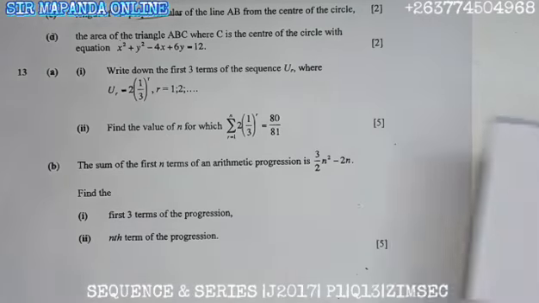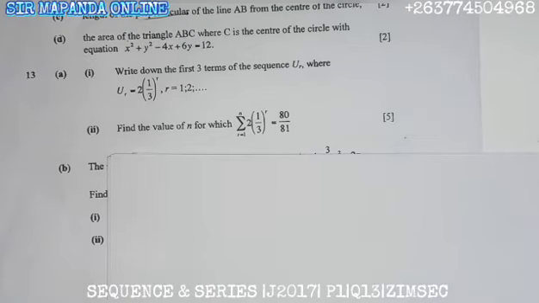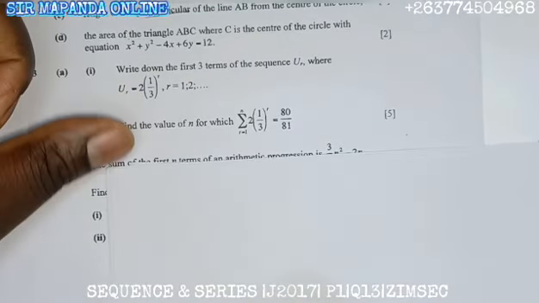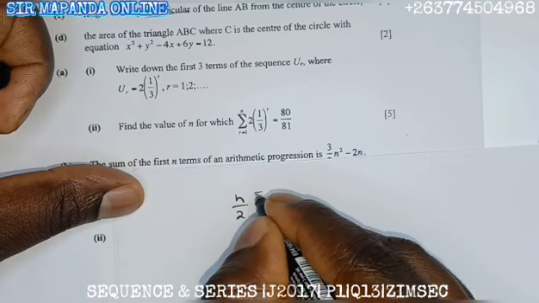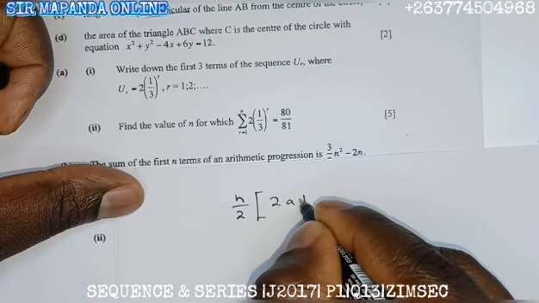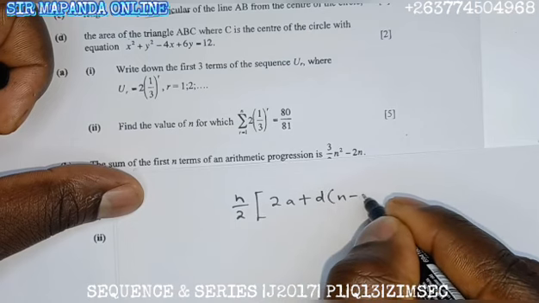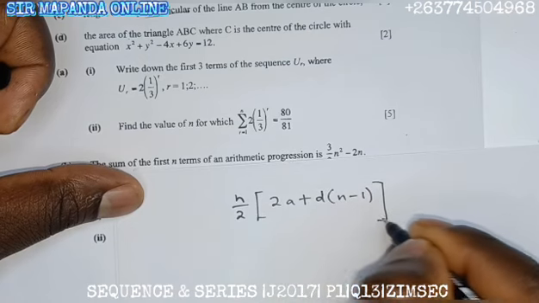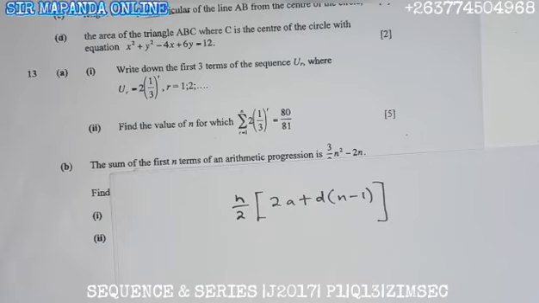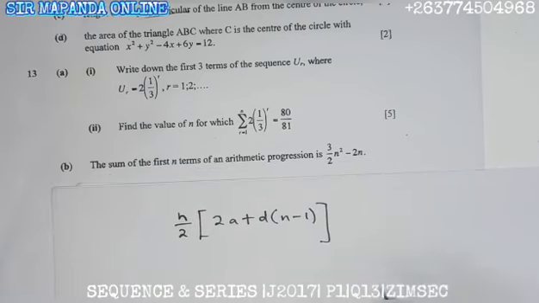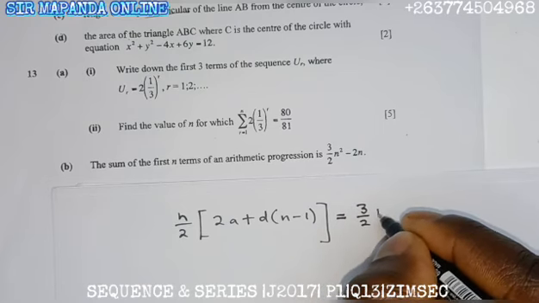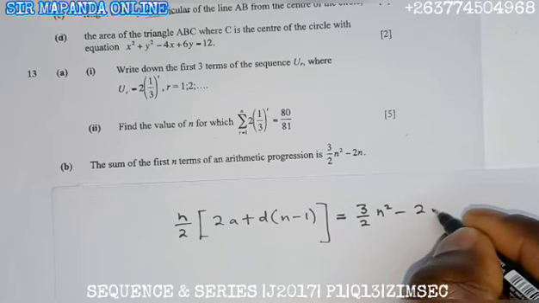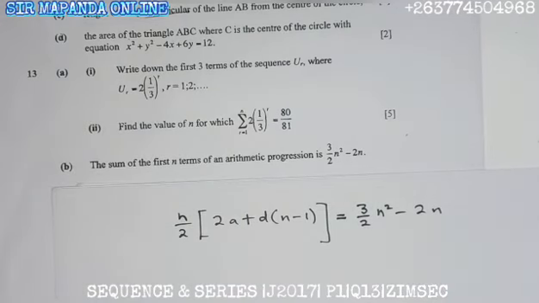Right, so the summation formula for AP is n over 2, open bracket 2a plus d, open bracket n minus 1. This is the formula for AP. I'm going to equate this with the sum given, 3 over 2 n squared minus 2n, something like this. I hope you are following.